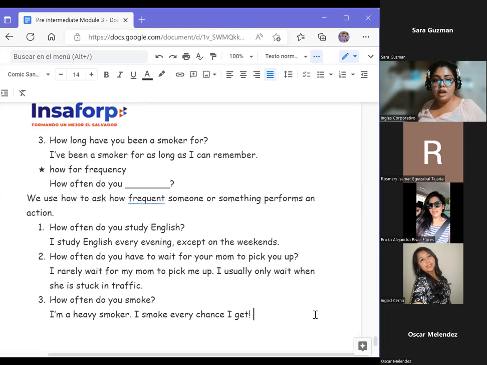So, how often do you smoke? ¿Qué tan seguido fuma? And the answer, I am a heavy smoker. It significa que es un fumador bastante compulsivo, ¿verdad? I smoke every chance I get. Fumo en cada oportunidad que tengo. That is a very, very big problem in that case.